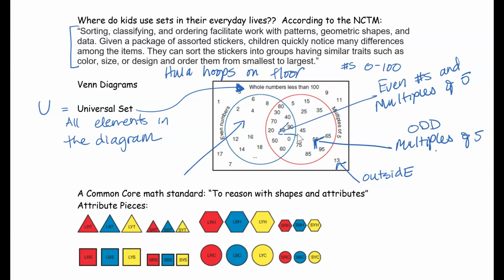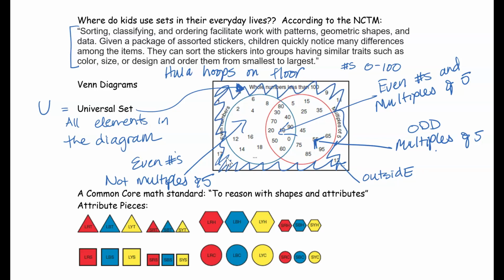And then over here, we've got even numbers that are not multiples of 5. And then we've got one last one, and that's the outside of the Venn diagram. So there are 4 different parts here: the middle, the 2 parts of the circle, and then the outside. The outside are numbers that are not even or multiples of 5. So they don't fit inside either circle or the overlap.